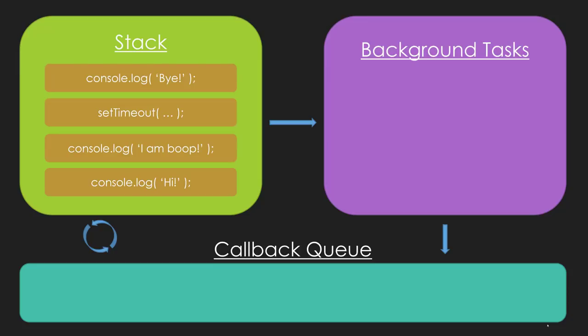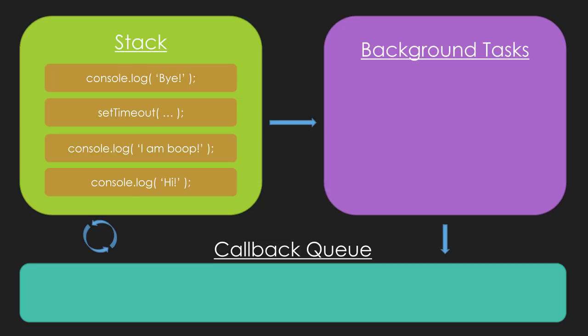So here, we have 3 things called the stack, callback queue, and background task. The background task tends to have different names. Sometimes you'll hear it referred to as the heap, but we'll keep the name as is for now. This example is an oversimplification of what's going on. All 3 of these work together to make Node work. The stack is where it usually all starts.